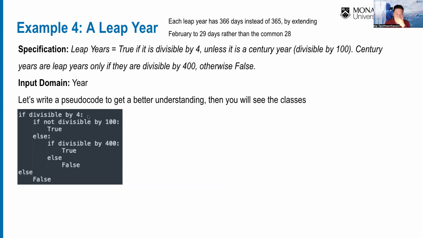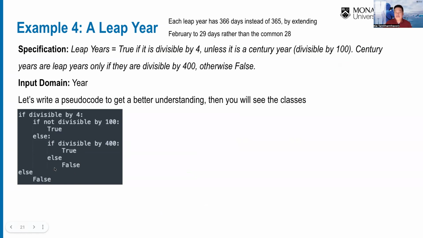Now, because we don't know how to test, okay? But let's cheat a little bit. Let's write some pseudo code here. If we write the pseudo code, then you will see the classes. So first of all, if it is divisible by 4, but not divisible by 100, it will be true. Otherwise, it should be divisible by 400, then it should return true, otherwise false. Question to everyone.